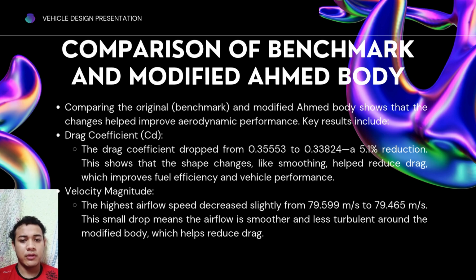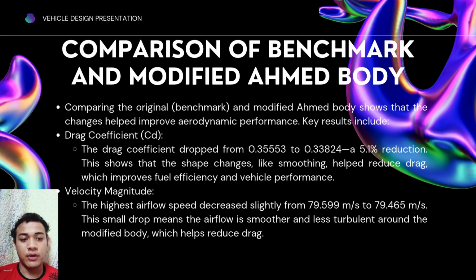Now I will talk about the comparison of the benchmark and modified Ahmed body. Comparing the original benchmark and modified Ahmed body shows that the changes have improved aerodynamic performance. The key results include the drag coefficient and velocity magnitude. The drag coefficient dropped from 0.3553 to 0.33824, a 5.1% reduction. This shows that the shape change, light smoothing, helped reduce drag, which improves fuel efficiency and vehicle performance.